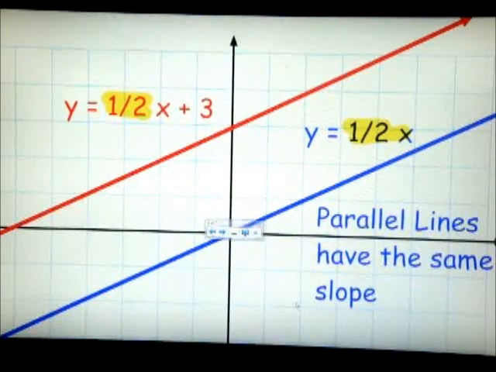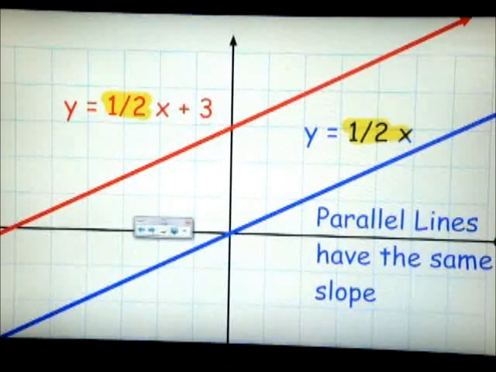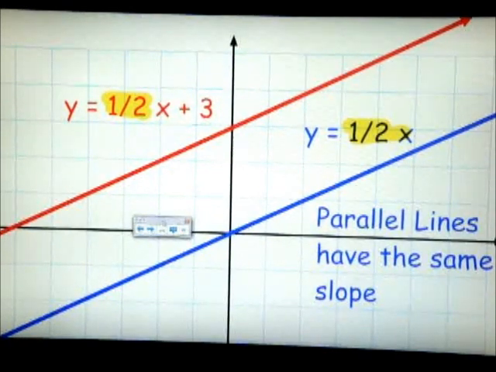First example I have up here is an example of parallel lines. Above each line I have written the equation that matches that line. If you look at both equations, they have the same slope. So on the coordinate plane, parallel lines have the same slope. Since they both have a slope of 1/2, they are going to be parallel. Notice that the y-intercepts are not the same.